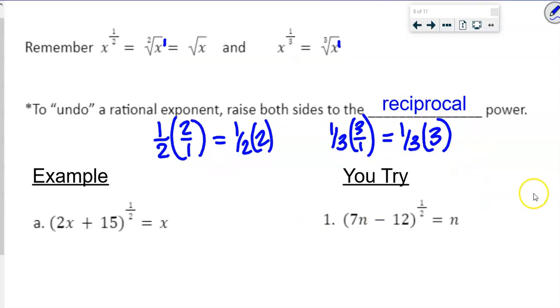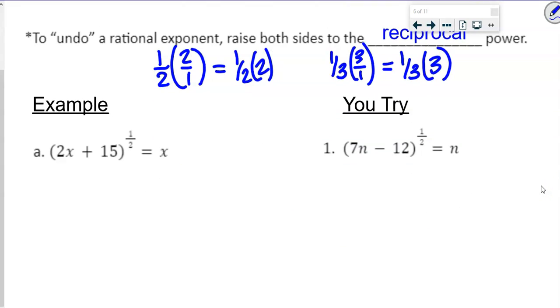Now, you can also change these to radicals. So we're going to do it both ways. Okay, so the first way, I'm going to do it by using the reciprocal. So I'm going to multiply this by 2, and I'm going to square that, okay? So that's going to be 2x plus 15, because now that's 2 over 2, which is 1, right? Equals x squared. We're going to do this just like we did previous ones.